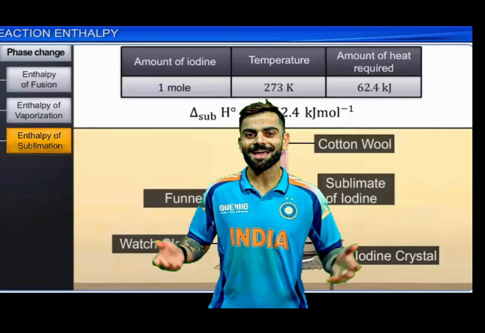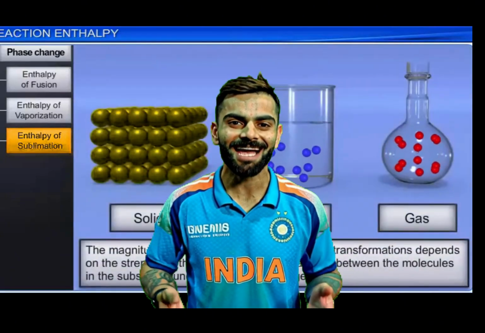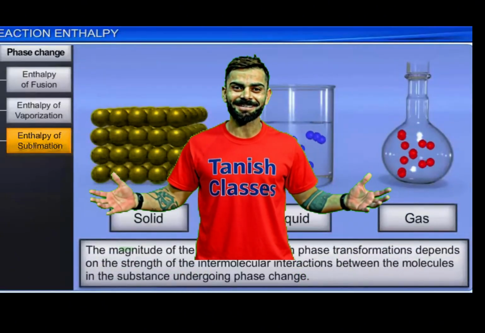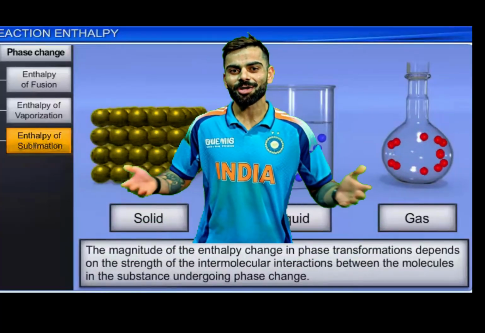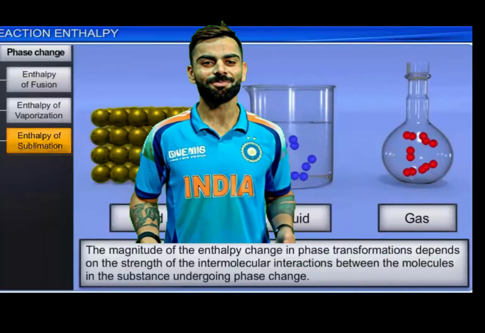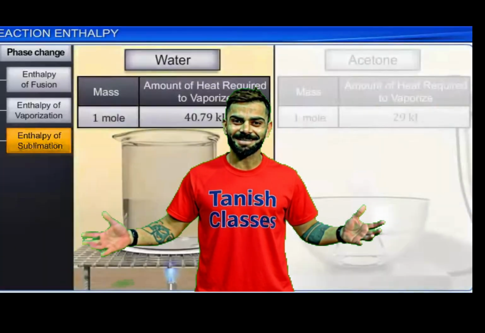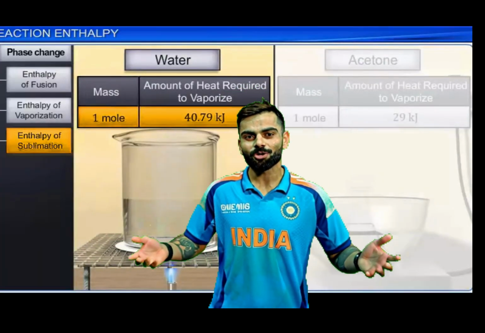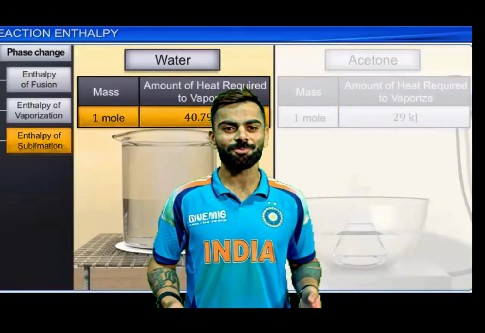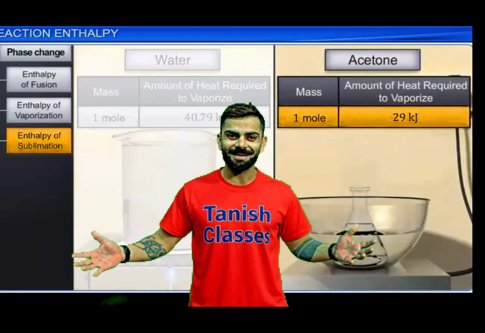The magnitude of the enthalpy change in phase transformations depends on the strength of the intermolecular interactions between the molecules in the substance undergoing phase change. For example, it requires about 40.79 kilojoules of energy to vaporize 1 mole of water, while it requires only 29 kilojoules of energy to vaporize 1 mole of acetone.